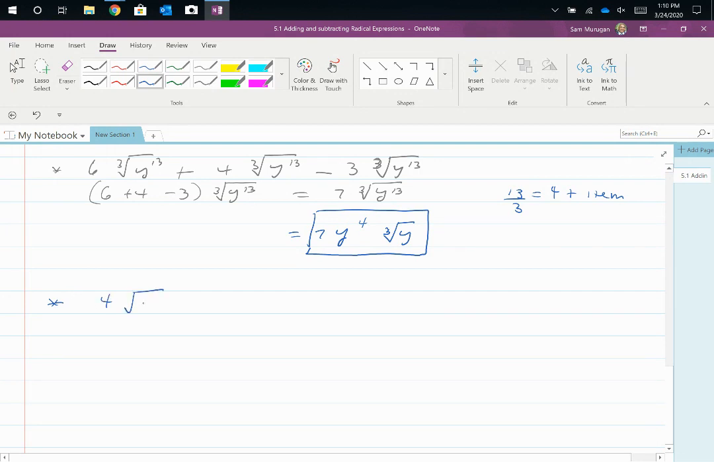Fourth root of the 4x square root of 3 plus square root of 27. So this is 4 square root of 3 plus, we have to simplify this radical. So this is 9 times 3, which is 4 square root of 3 plus the square root of 9, which is 3, since 3 3s are 9. And then add the numbers, 4 plus 3, or factor out the square root to give 7 square root 3.